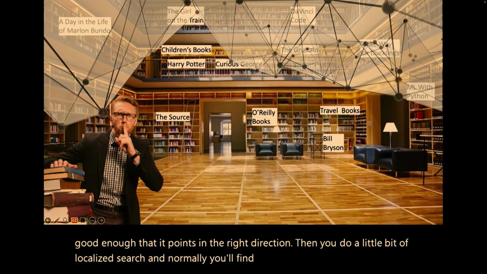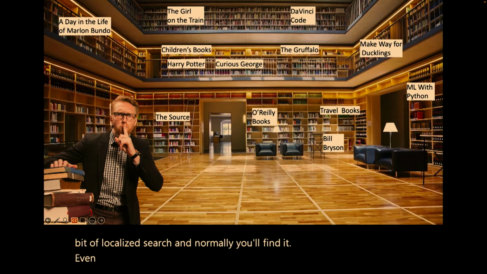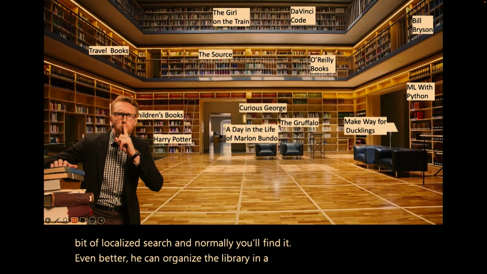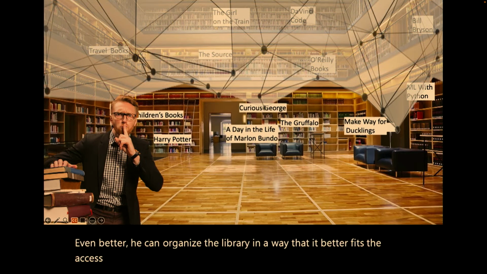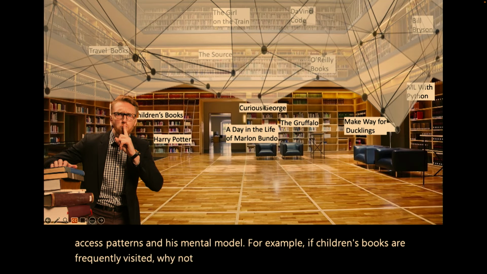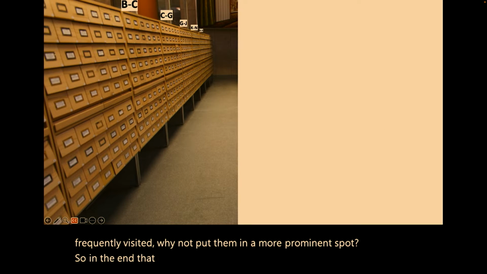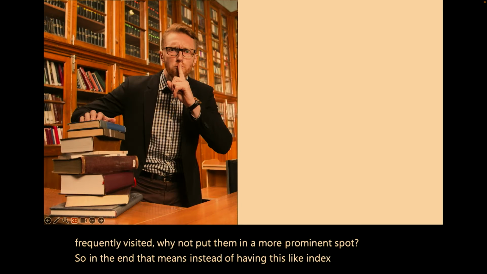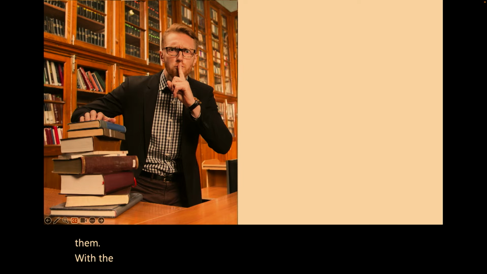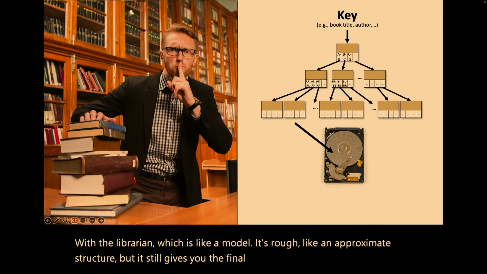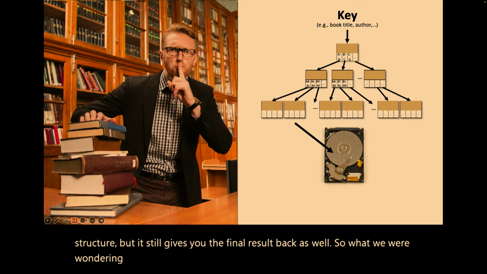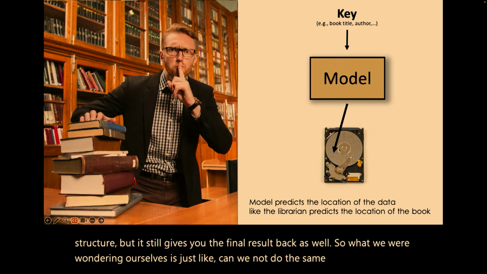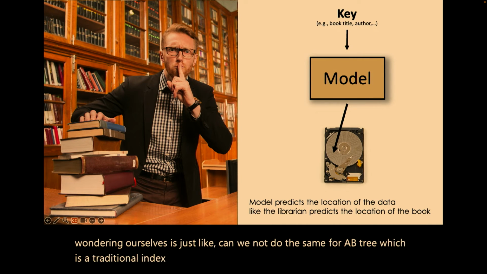Even better, he can organize the library in a way that better fits the access patterns and his mental model. For example, if children's books are frequently visited, why not put them in a more prominent spot? So in the end, instead of having these index cards, we replace them with the librarian, which is like a model: it's a rough, approximate structure, but it still gives you the final result back as well. So what we were wondering is, can we not do the same for a B tree, which is the traditional index structure used in a database system?